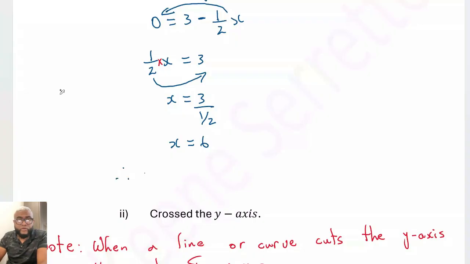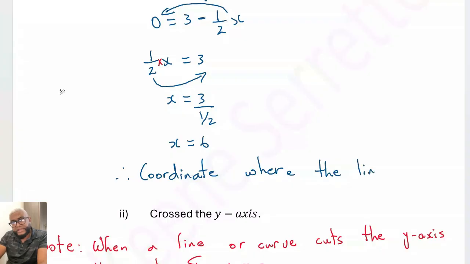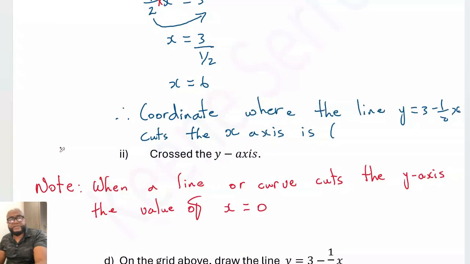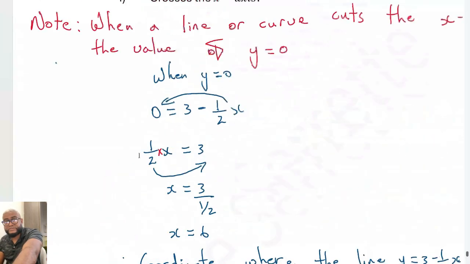So therefore, the coordinate where the line y is equal to 3 minus a half x cuts the x-axis is, what's the value of x? What we just calculated the value of x to be? 0? No, x is not 0. 6, right?